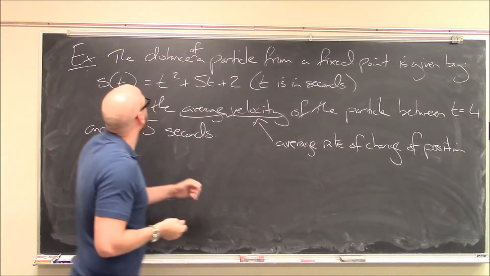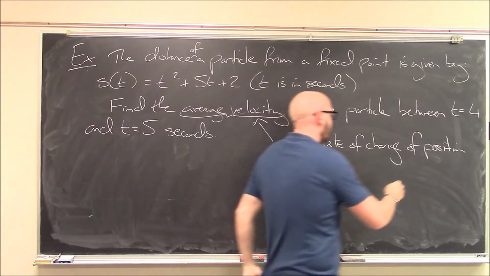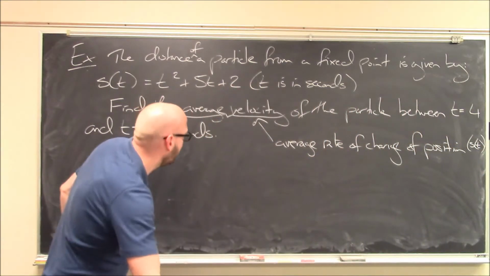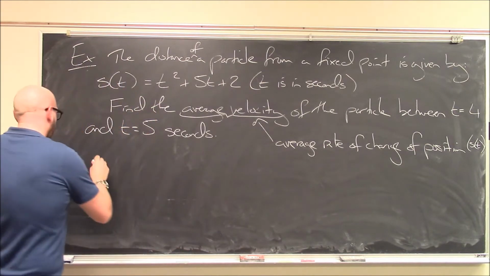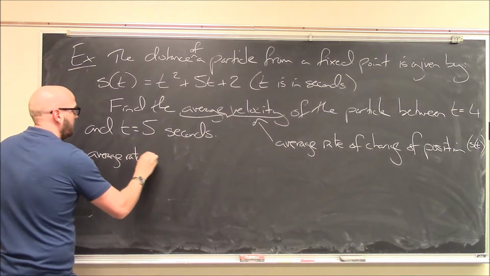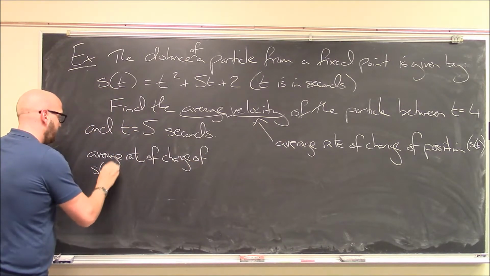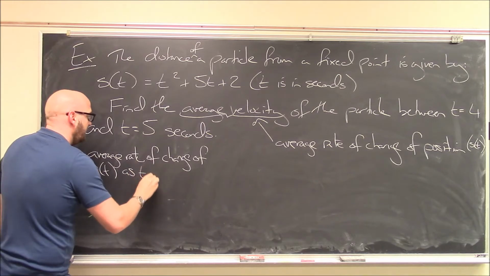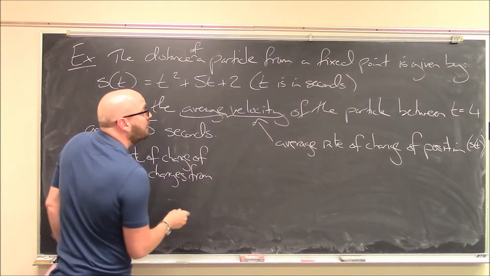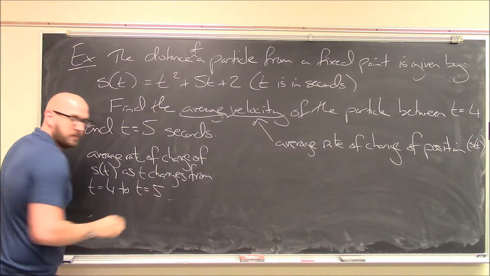And we have a position function, right? S of t is a function that tells us the distance of our particle from a fixed point. So rate of change of position, which is S of t. So this is what we're going to do. We're going to find the average rate of change of S of t as t changes from t equals 4 to t equals 5.